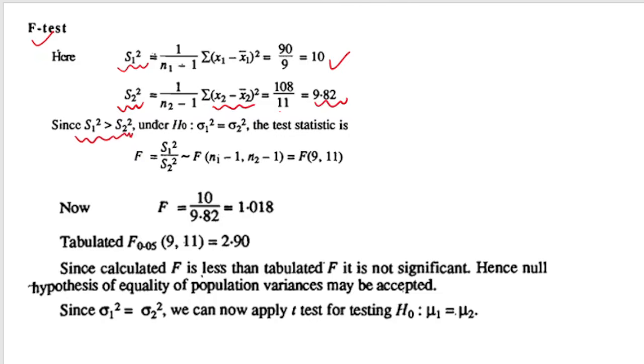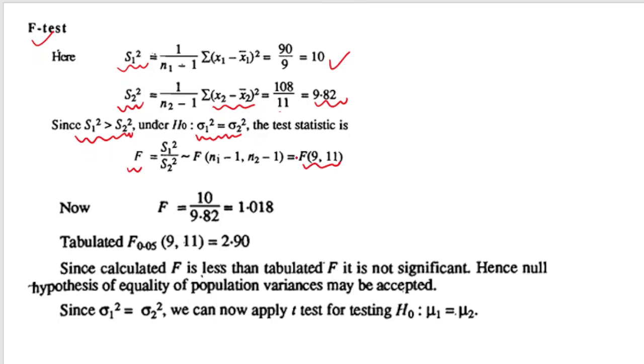Under the null hypothesis H0, that σ1² is equal to σ2², the test statistic F is equal to S1² by S2². And this follows the F distribution with 9 and 11 degrees of freedom.